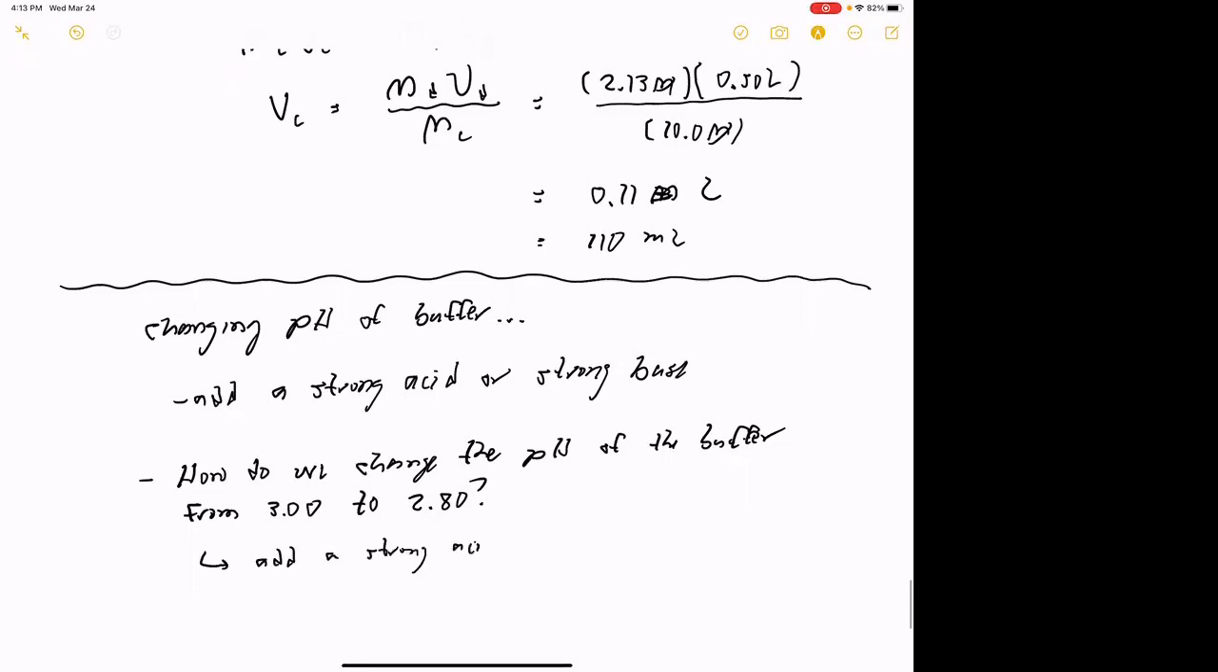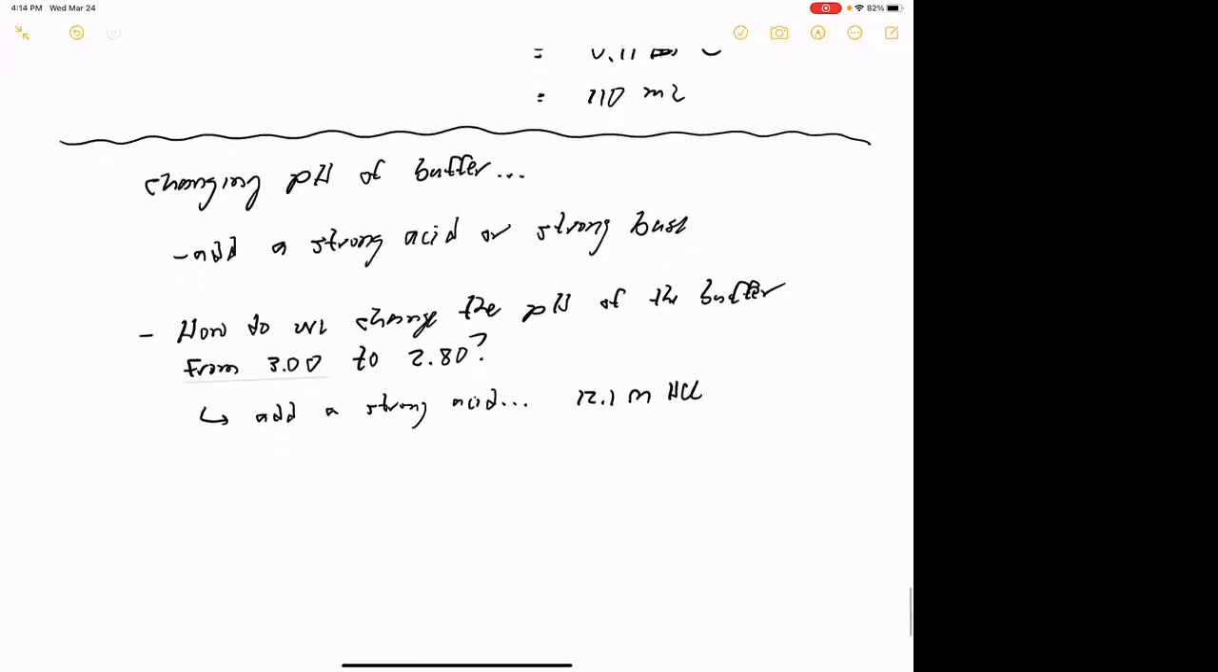So now we ask ourselves, well, what strong acids are available to us? In this case, we'll say that the strong acid available to us is 12.1 molar HCl, right? Because that's how I get it out of the bottle. So that's the strong acid I have available. So the question now is, how much of it do I have to add to make this happen? All right, let's set it up.